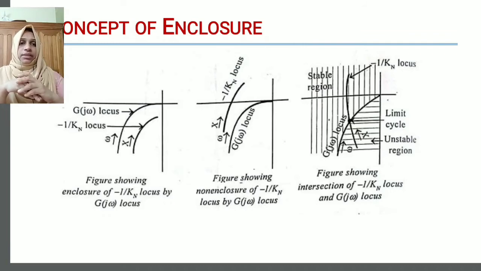And in the third figure, we can see that the G(jω) locus intersects with the -1/Kn locus. That means at the intersection point, that indicates if the two loci intersect, there exists a limit cycle. That is, this nonlinear system exhibits a limit cycle.